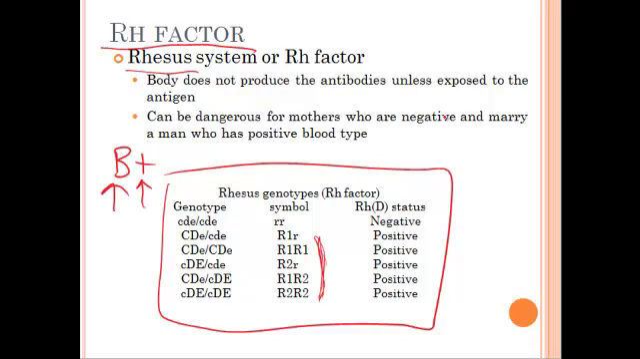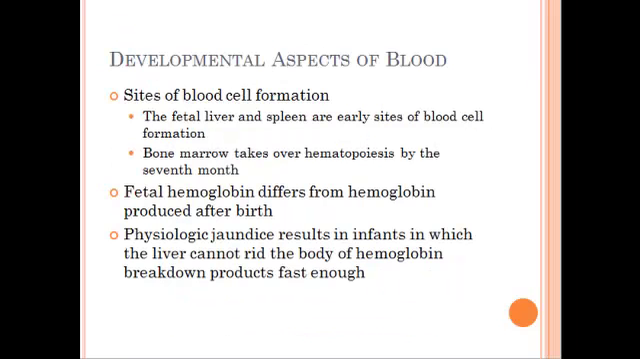Okay. The last thing I guess to mention here is how our blood system develops. Where our blood is produced differs from when we're a child to when we're adults. So when we're a fetus, the liver and the spleen produce a lot of blood, but as we get older, the bone marrow takes over the production of blood cells, as we talked about. Hemoglobin differs a little bit from babies to adults.